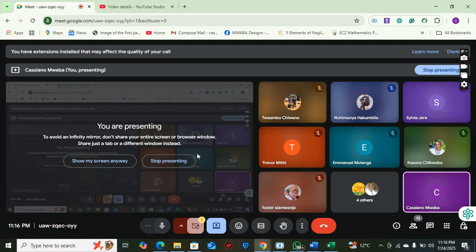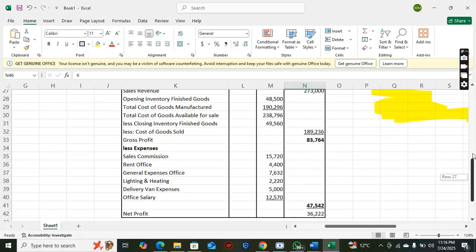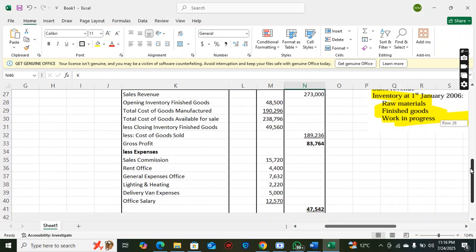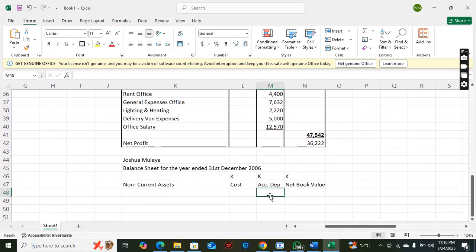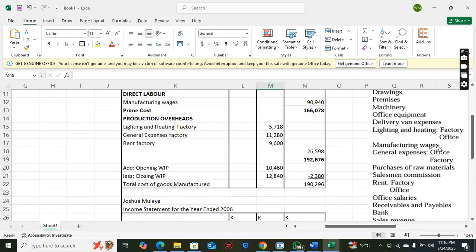Let me just show it with numbers. For example, in this question here, if you found accumulated depreciation 1000, then you calculate depreciation 500. The accumulated depreciation will be 1000 plus 500, 1500. And that 1500, you put it here in accumulated depreciation. Is that okay, colleagues? Or you need more numbers to see that?